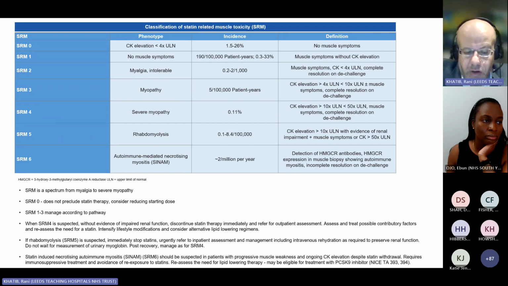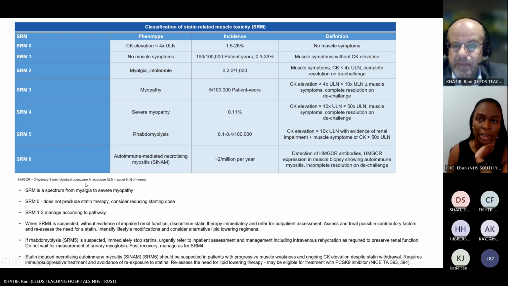At the back of the national lipid pathway, you've got a detailed description of what to do when LFTs go up. So this goes hand in hand with the other pathway. In the monitoring section at the back, you've got the different options of what to do if LFTs get elevated. Thank you very much. That's okay.